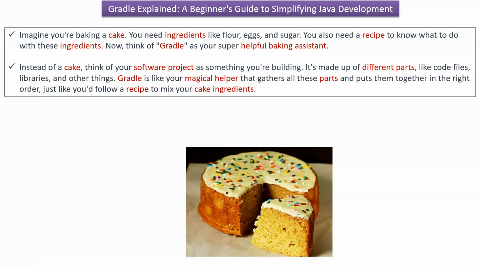Now we can think of Gradle as a super helpful baking assistant. Instead of cake, think of your software project as something you are building. A software project is made up of different parts like code files, libraries and other things. Gradle is like your magical helper that gathers all these parts and puts them together in the right order, just like you would follow a recipe to mix your cake ingredients.